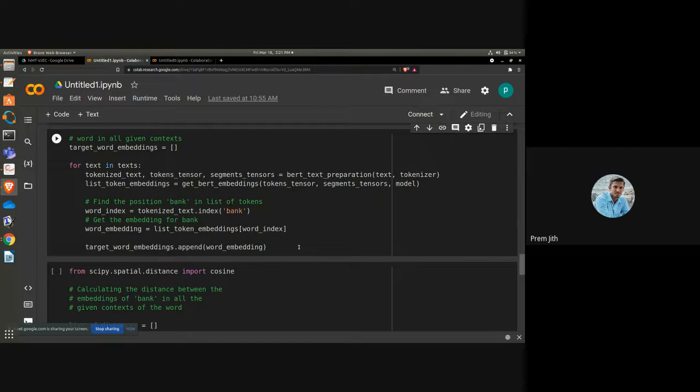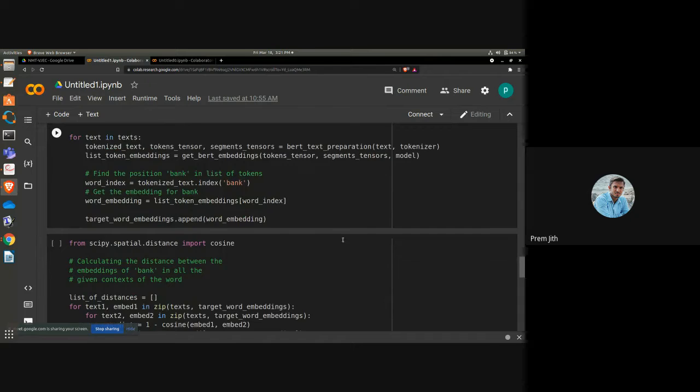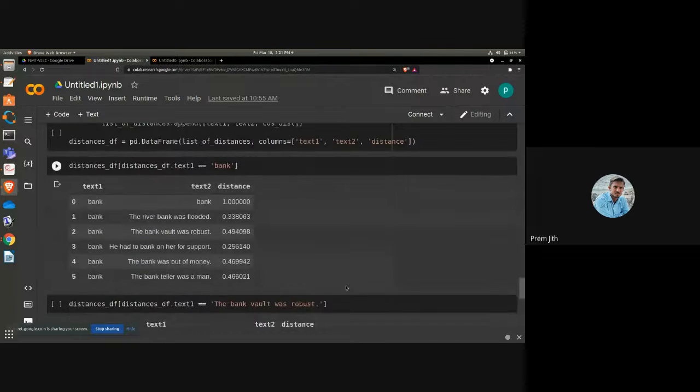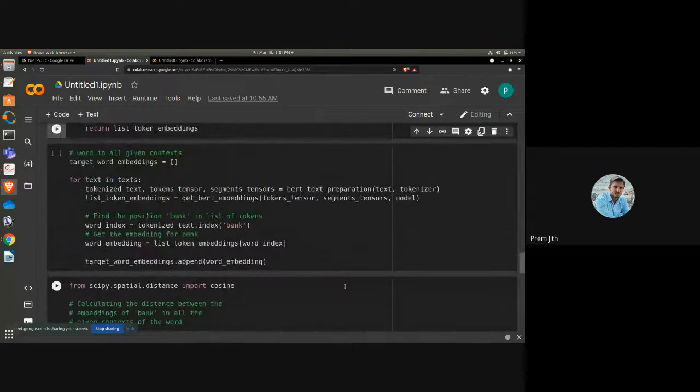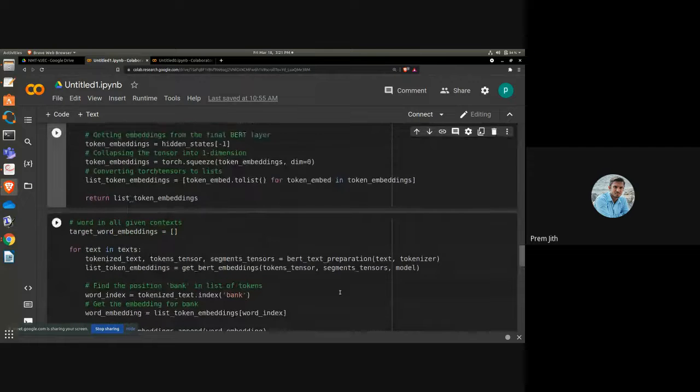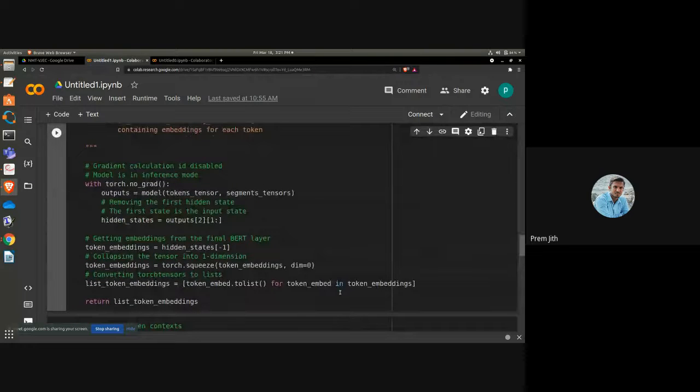So here also, before generating the embeddings, we started with converting the words into corresponding vocabulary indices. So we can retrieve that by calling word embedding is equal to list of token embeddings of word index, and target word embeddings dot append of word embedding. So this is very, very important, and the remaining portions are not that important. It is for another application. So till here you understand what is happening. This is the most important part.